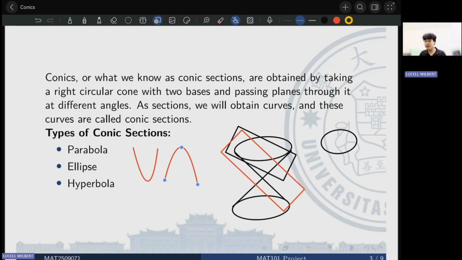Last but not least is the hyperbola. A hyperbola is a U-shaped curve with two separate and mirror image branches, formed as a conic section by a plane slicing through both halves of a double cone. Or we can say the plane slicing the cone vertically. And there is also a circle, which is a type of conic section, but it's just a special case.